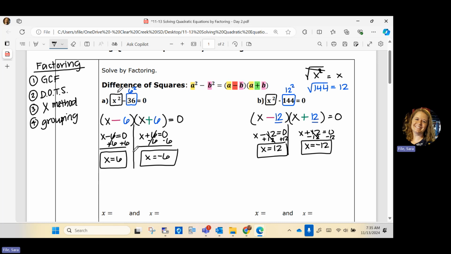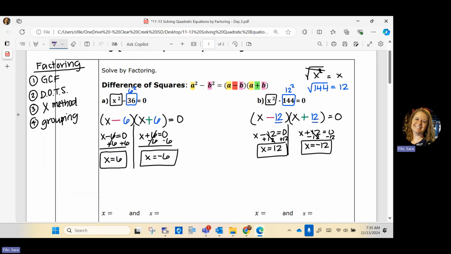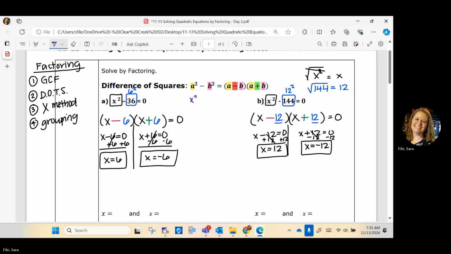Here, though, there's only one x term. So technically, I could solve this by isolating the x. So I do have an alternate method that I would be able to use to solve these. Okay, so I'm just going to rewrite this, x squared minus 36 equals 0. I'm just going to put an or here. Okay, or I could solve it this way. If there's only one x term, you can just isolate the x. Get the x by itself.